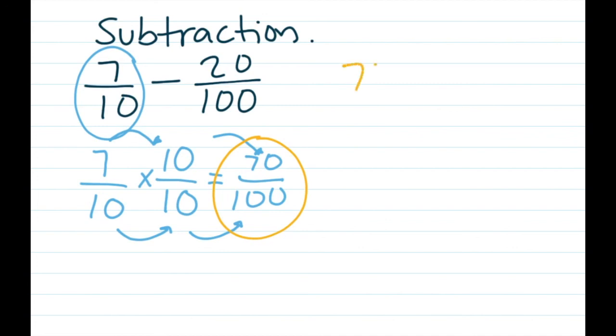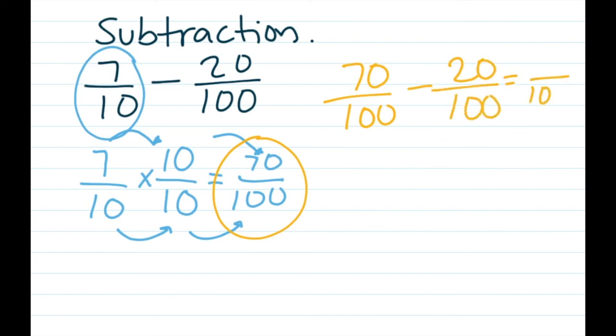So I will have 70 hundredths minus 20 hundredths. Again, if I'm adding or subtracting, I just keep the same denominator and do the operation on the top, only on the numerators. So 70 minus 20 is 50, and 50 hundredths is my answer.